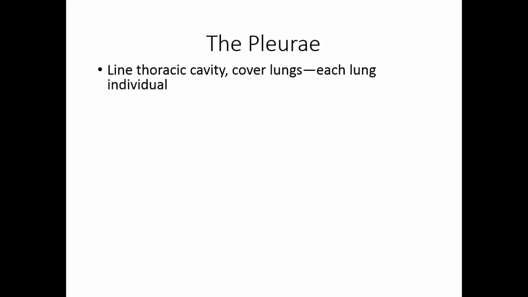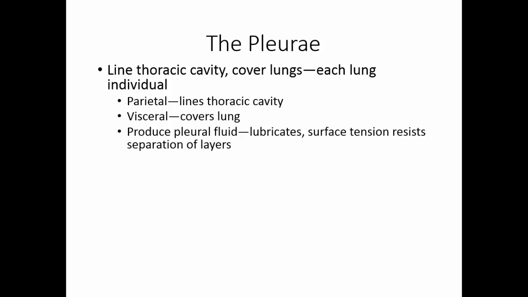The pleura line the thoracic cavity and cover the lungs, each lung having its own individual pleura. The parietal pleura lines the thoracic cavity, and the visceral pleura covers the lungs. They produce pleural fluid, which lubricates the lung, allowing the lung to move freely against the thoracic cavity, but it also provides surface tension, keeping the parietal and visceral layers stuck to each other.